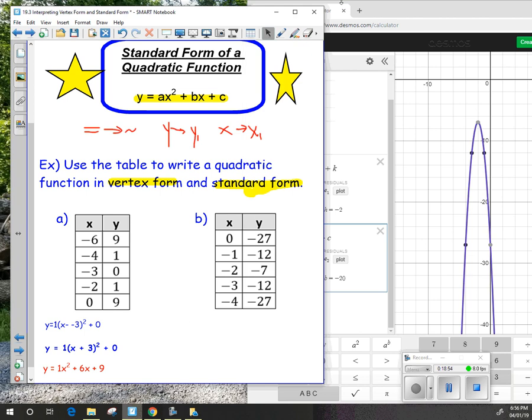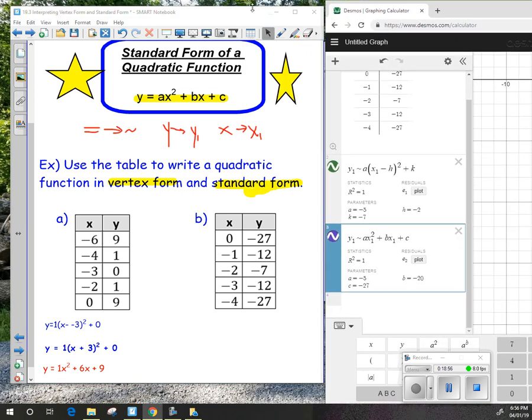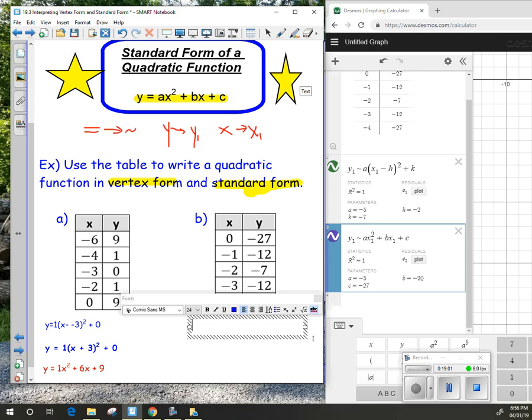So if I was going to write my two equations here for b, for vertex form, you should have gotten an answer of y equals -5 parentheses x minus -2, but we see that negative negative, so that would change to +2, squared, plus k, which is -7, so I could just make this -7.